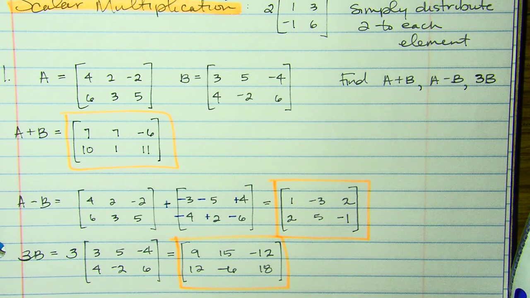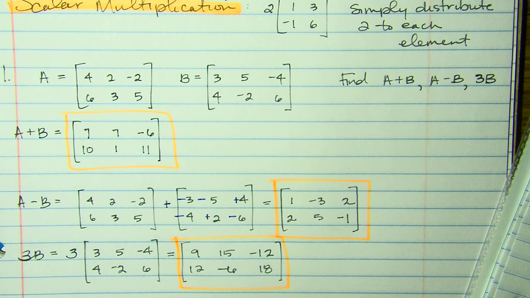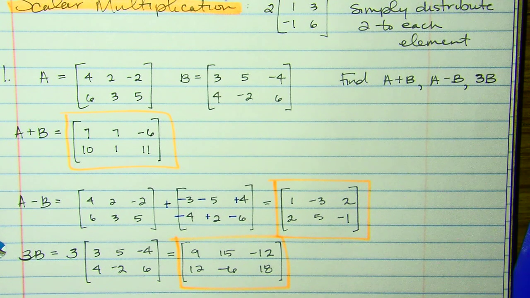Hold on, I'm going to edit, find A plus B, A minus B. All right, so we are going to move on. So that should cover addition, subtraction, scalar multiplication. Now we're going to move on to multiplying. Multiplying takes a lot more work. So multiply.